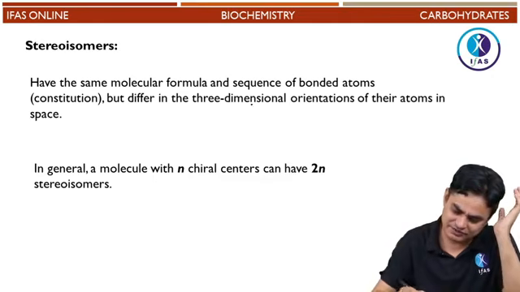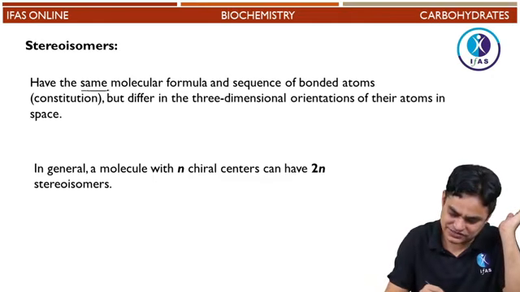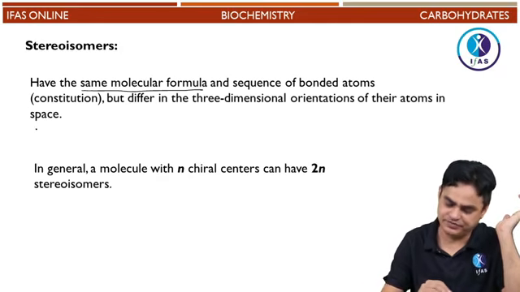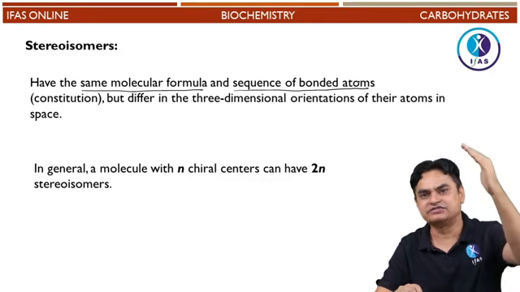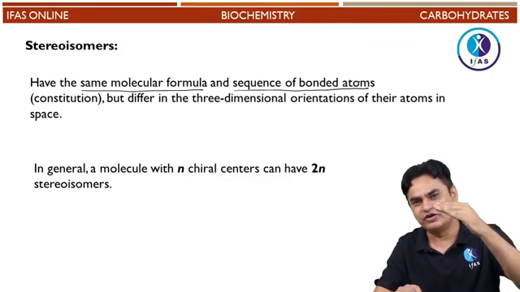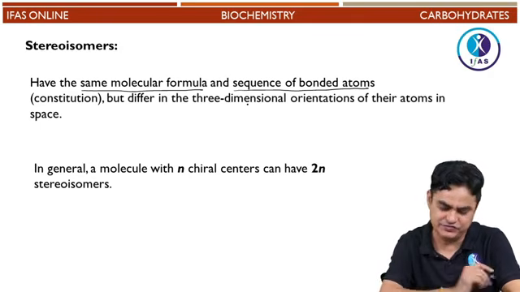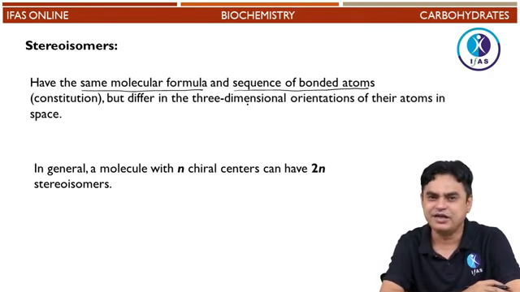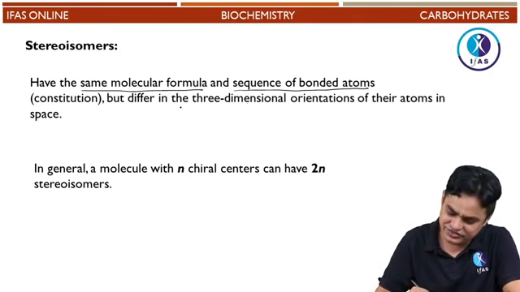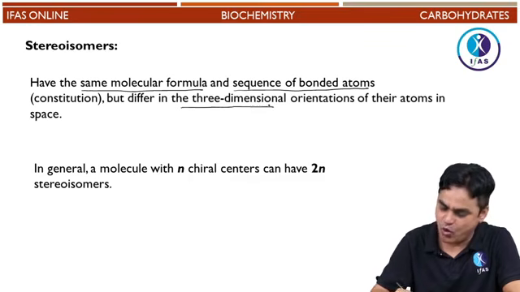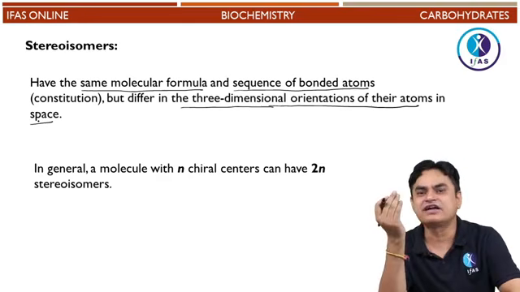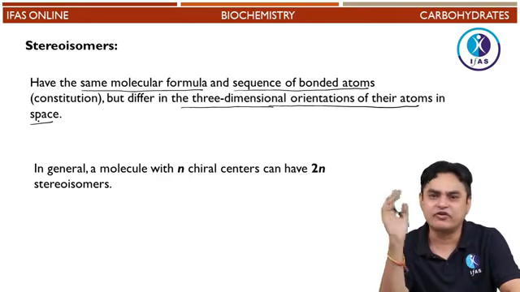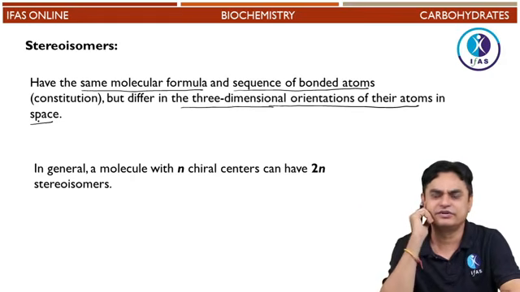So basically, stereoisomers have the same molecular formula and sequence of bonded atoms. That is the same 1 carbon, 2 carbon, 3 carbon, 4 carbon, 5 carbon, 6 and so on. It is in the same sequence. But they differ in the three-dimensional orientation of their atoms in space. How these atoms are arranged in a sequence, whether they are on the left side or right side, that is variable. Okay.